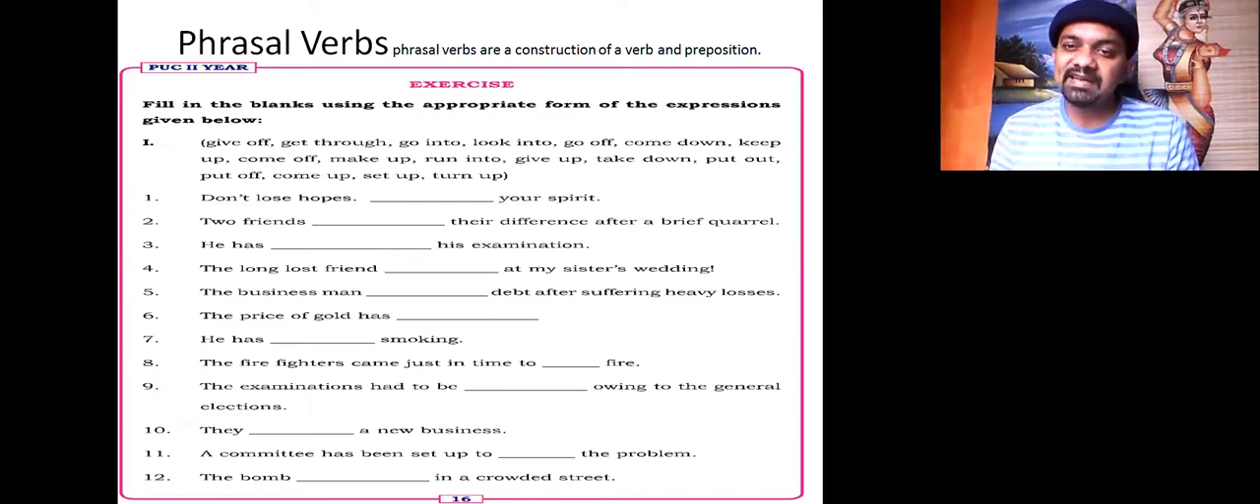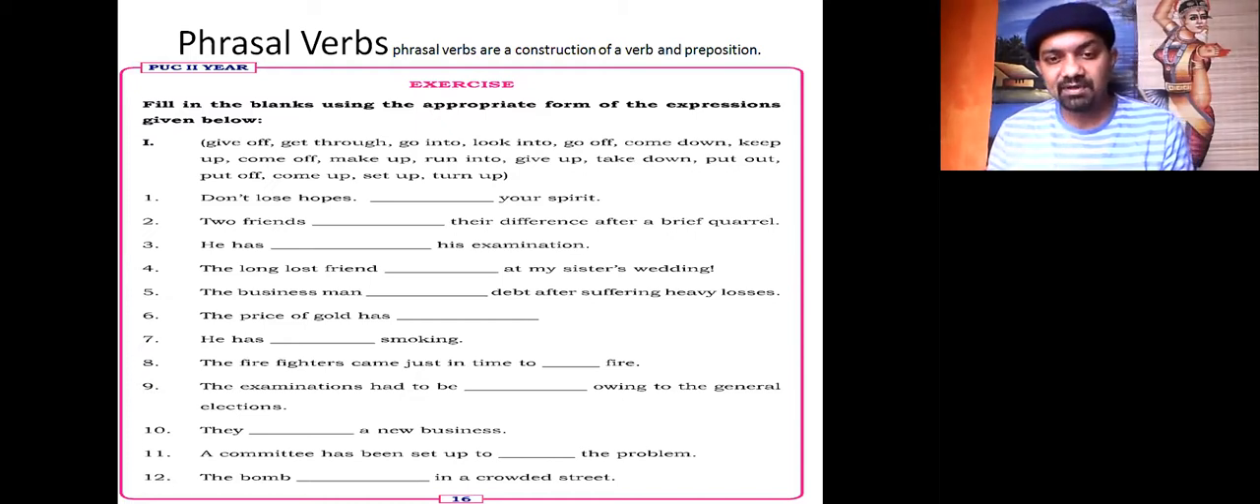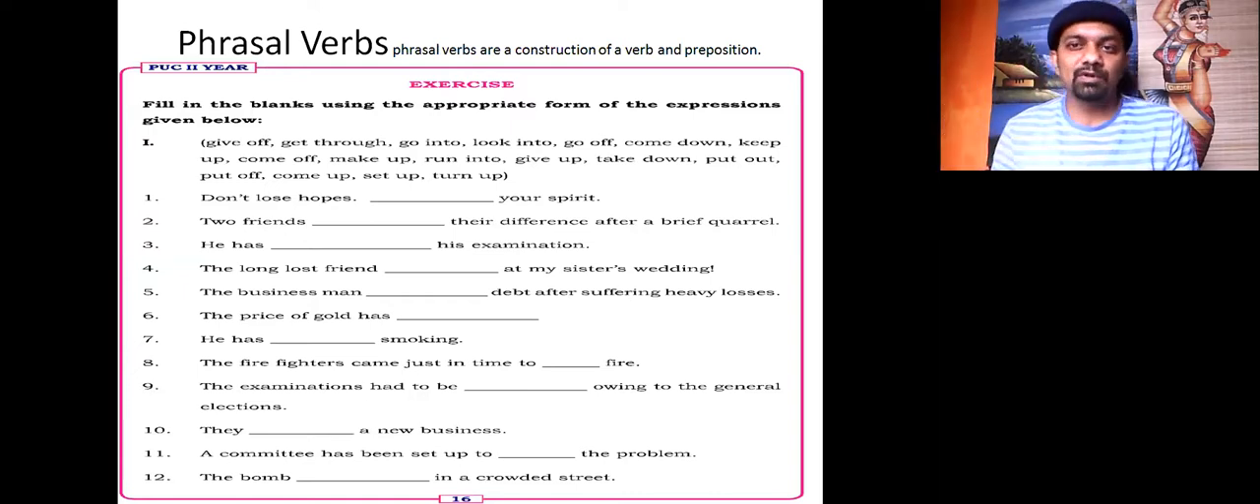They set up a new business. Ninth one, the examination had to be postponed. Tenth, they set up a new business. Eleventh one, a committee has been set up to look into the problem. Look into, examine, look into.